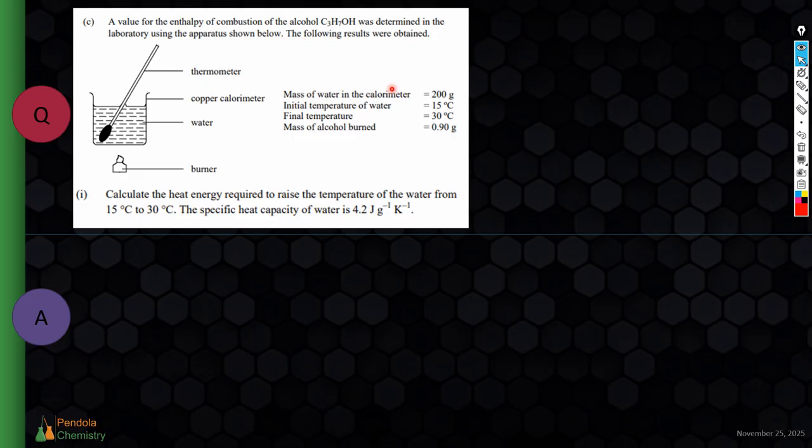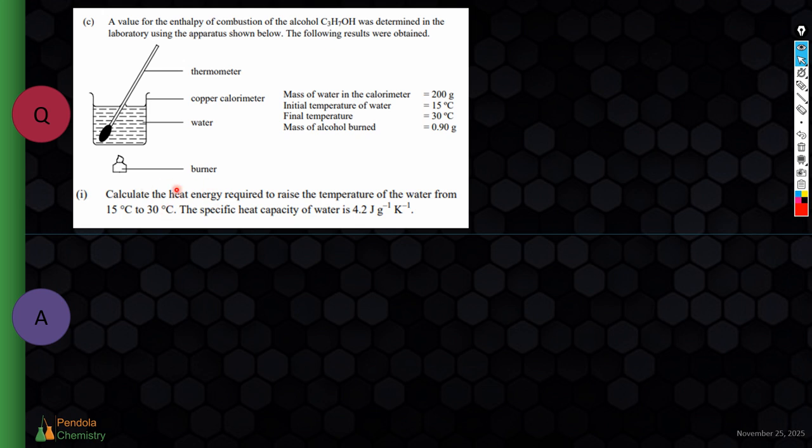So they tell us the mass of the water in the calorimeter was 200 grams. The initial temperature of the water was 15 degrees Celsius, and the final temperature was 30 degrees Celsius. So they don't give us delta T, but we can calculate delta T from these numbers. And then the mass of the alcohol burned was 0.9 grams. Calculate the heat energy required to raise the temperature of the water from 15 degrees Celsius to 30 degrees Celsius.